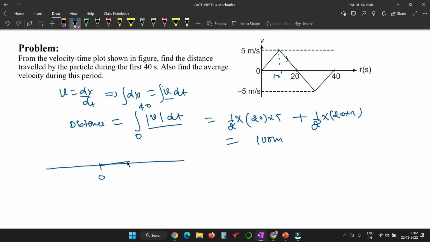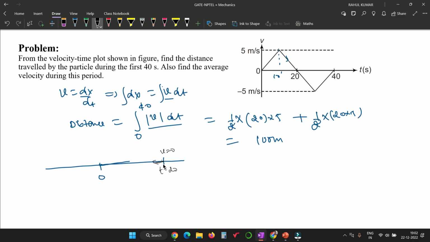From 0 to 10 seconds the particle's velocity is increasing, then the particle's velocity is decreasing, and at time t equal to 20 seconds the particle's velocity becomes 0. Okay, so here the velocity becomes what? 0. Now the velocity's direction is still reverse, I mean in this direction, still in this direction.